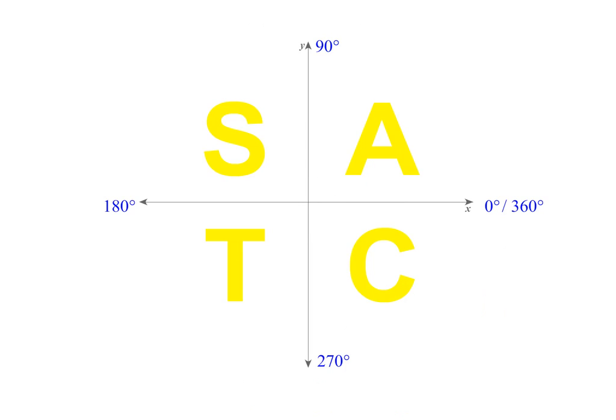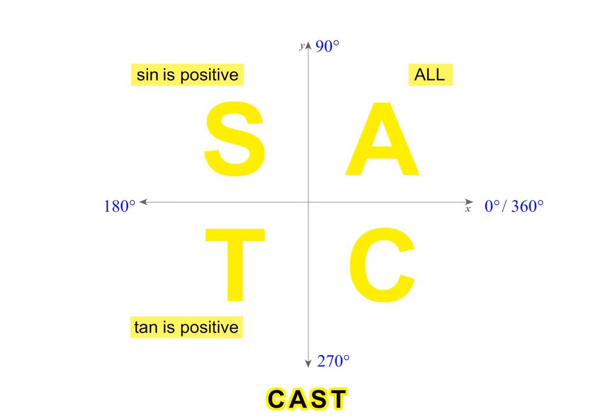This diagram is the most important diagram that you will ever need when doing trigonometry. Many people refer to it as the cast diagram. We begin in the fourth quadrant and spell it as C-A-S-T. The A reminds us that all 3 trig ratios are positive in the first quadrant. The S reminds us that only sine is positive in the second quadrant. The T reminds us that only tan is positive in the third quadrant. And the C reminds us that only cosine is positive in the fourth quadrant.